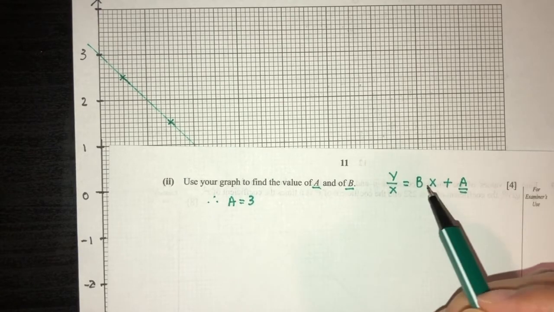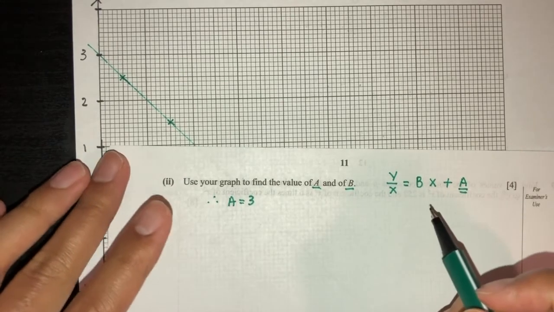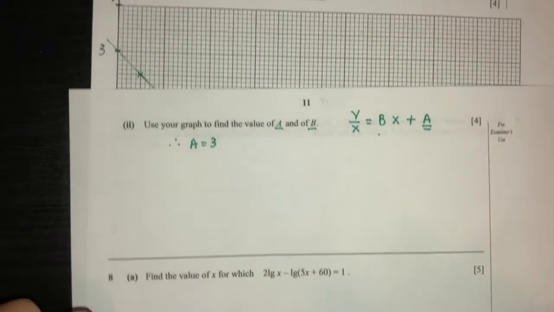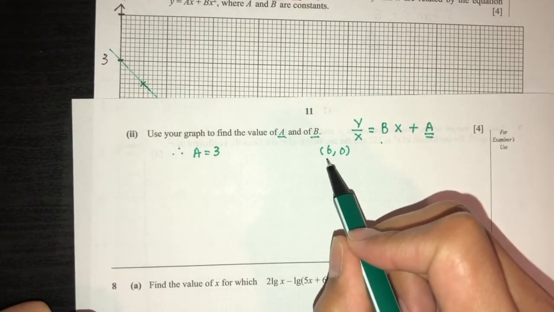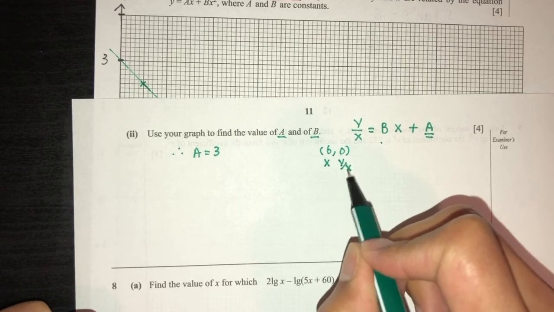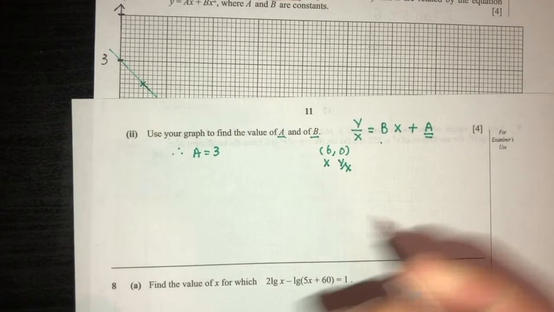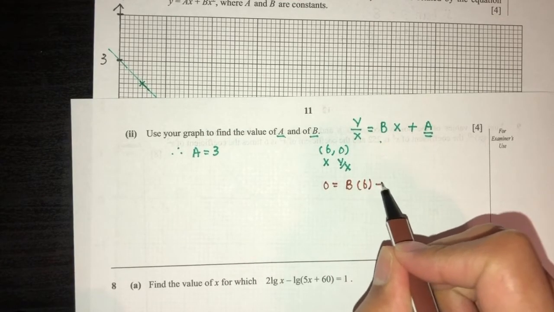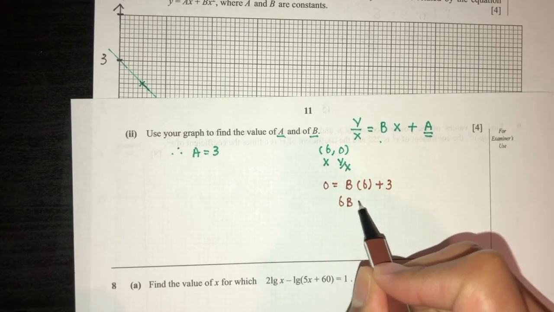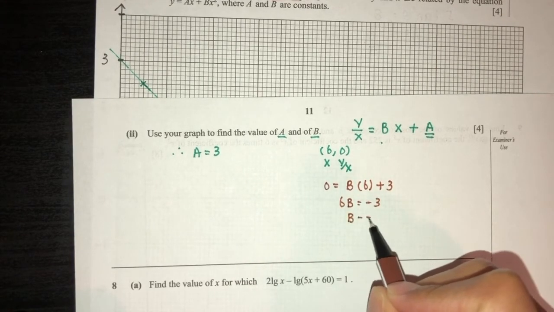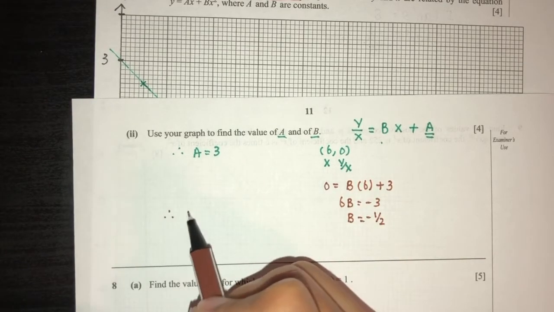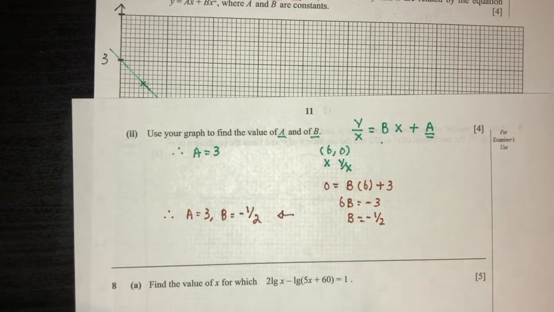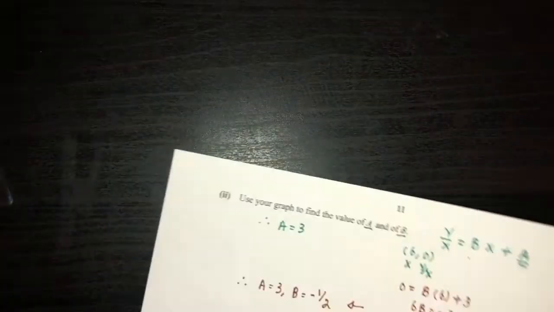Now to find the value of b, which is a gradient, you can use 2 points, or you can just use a point. Let's do that. Let's find a point, which is this point, 6, 0. So by using a point on your line, 6, 0, that is x, and this is y over x according to your graph, right? Replace back, you will have 0 is equal to b times 6 plus 3. So 6b is equal to minus 3. So b is equal to minus half. So here you go, a is 3 and b is minus half. Okay, that will be your question number 7.